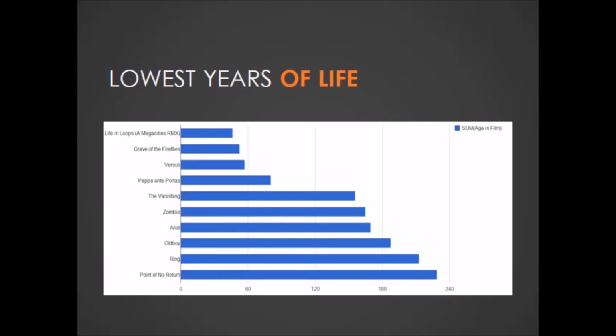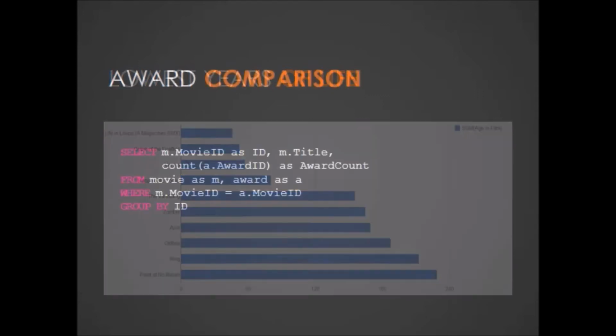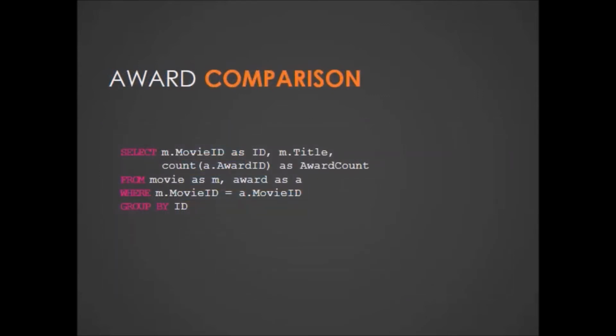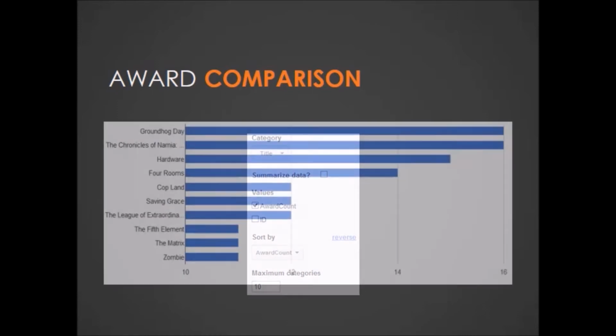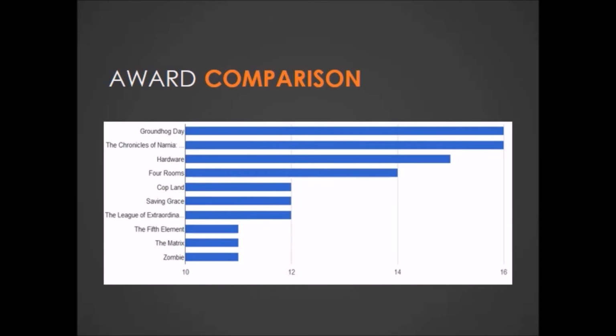So let's leave the age behind us and see our next visualization for award comparison. To choose and promote movies for classic movie nights, the cinema needs an overview over the awards of the past movies. To achieve this, the tables movie and award needed to be joined in a single view to associate the award count to the certain movie titles. With Google Fusion Tables, we chose to count the number of awards for each title. The visualization shows the movies with the most awards, starting with Groundhog Day.